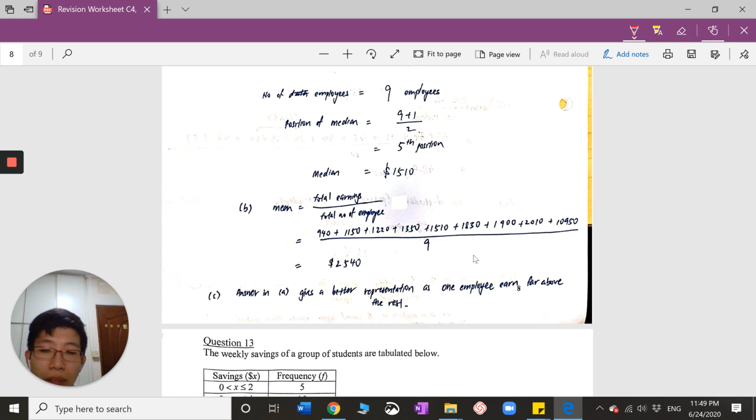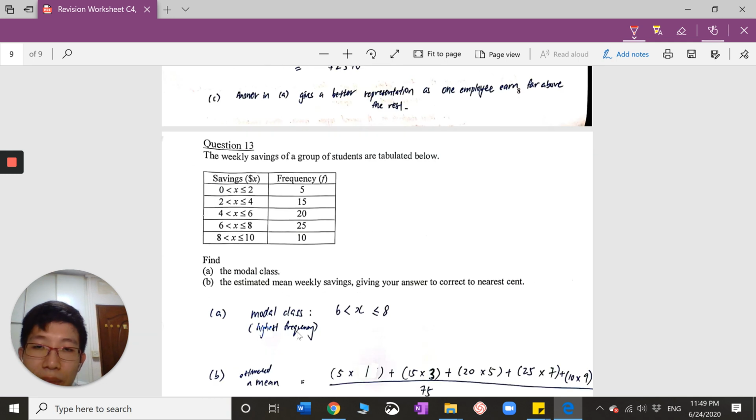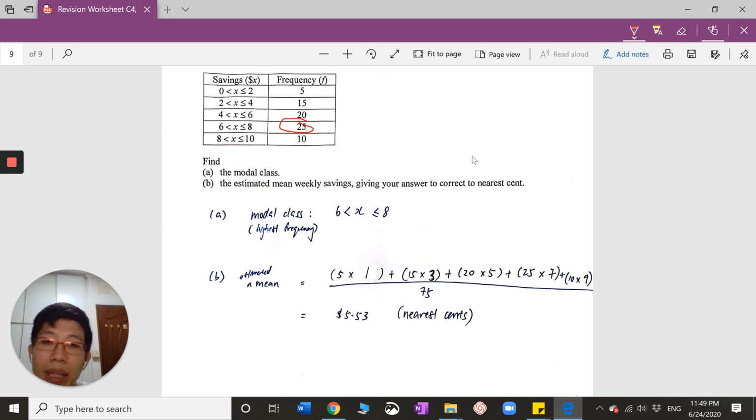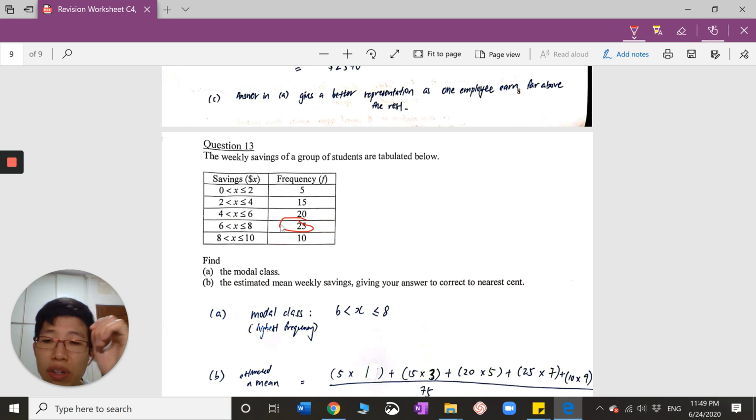So for question 13, the last one, they say find the modal class. The modal class will be the one that shows the highest frequency. So in this case, it will be between 6 to 8 because it has a value of 25. So to find the estimated mean weekly saving in this case, you realize that you're unable to find out the individual values that fall within that range. You're not given the exact value. So what do we do? We take the middle value of each class interval.